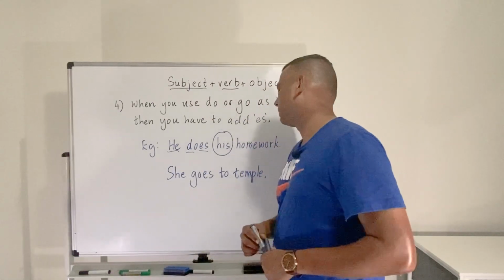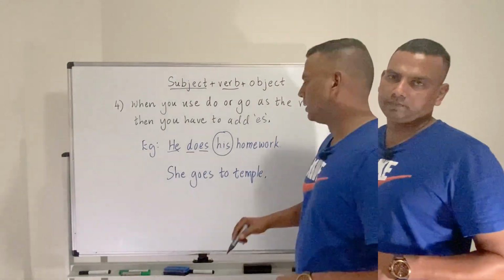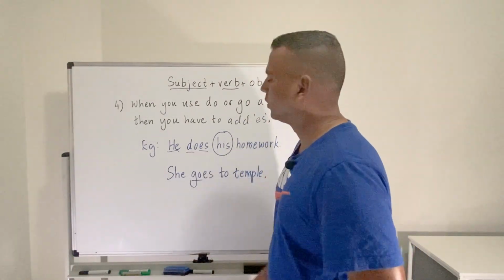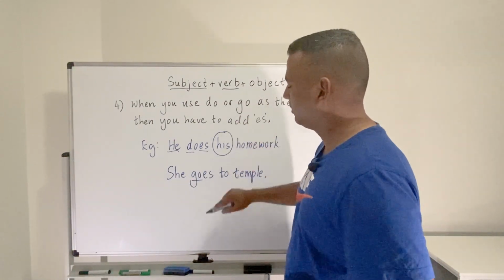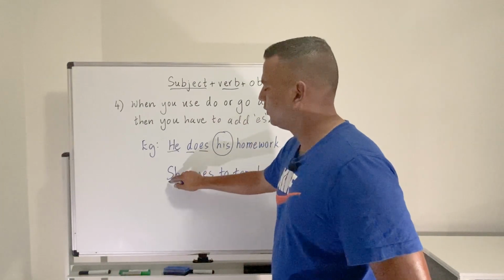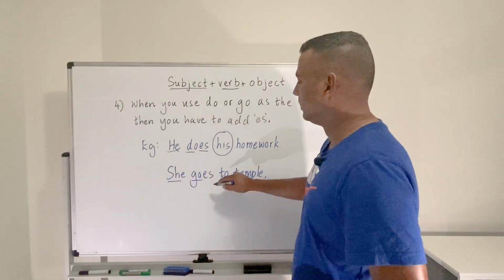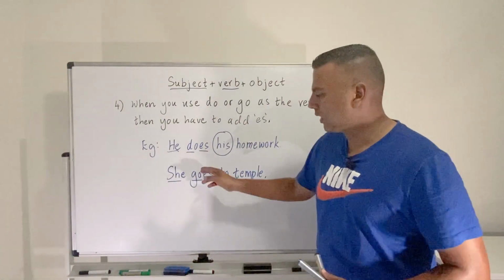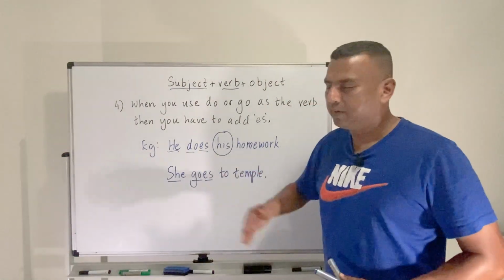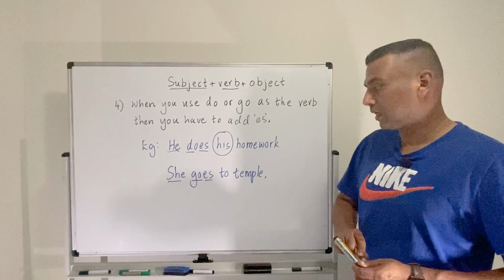So go is the base form of the verb, and we have done the modification since we have used she as the subject by adding es.